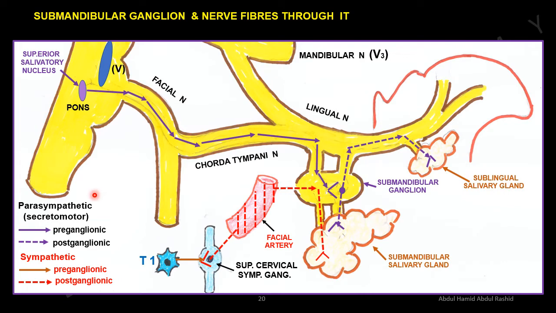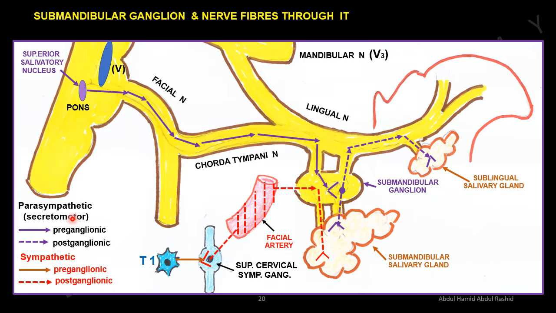Now see here, parasympathetic and sympathetic. We have two types of arrows. One is a continuous arrow, that is preganglionic, that is before the ganglia. Another one is a dotted arrow, that is postganglionic, after the ganglia. So you will see two types of nerve fibers in each system, parasympathetic and sympathetic. Let's start with the parasympathetic system.